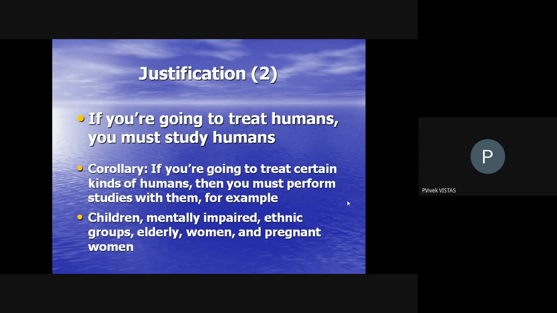For whichever category of people the drug or vaccine is needed, we have to go for clinical trial with people of that category. That is the thing they are telling.